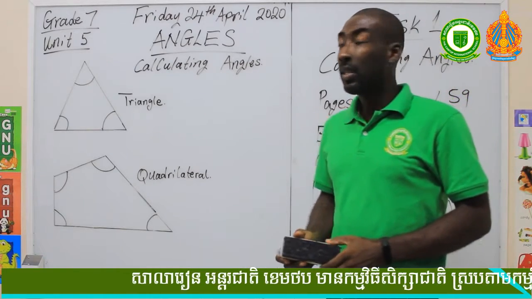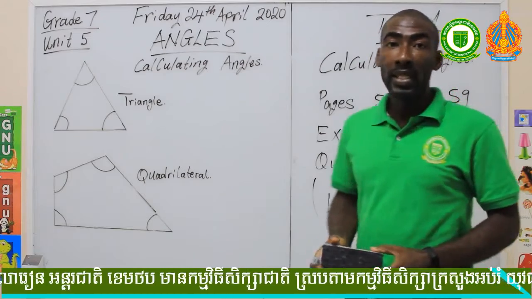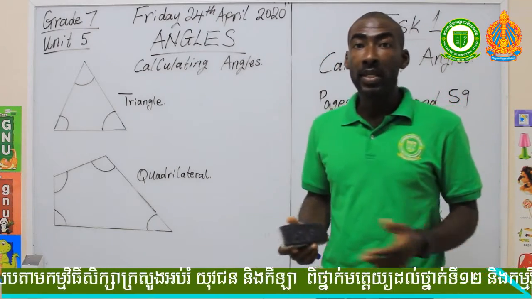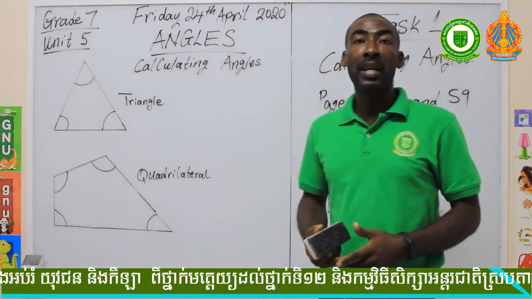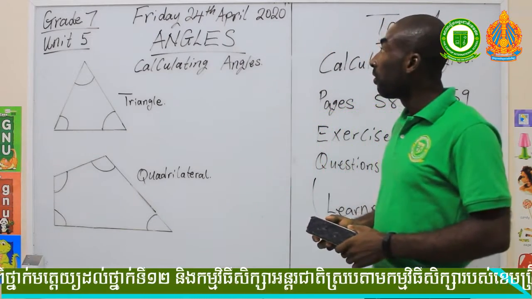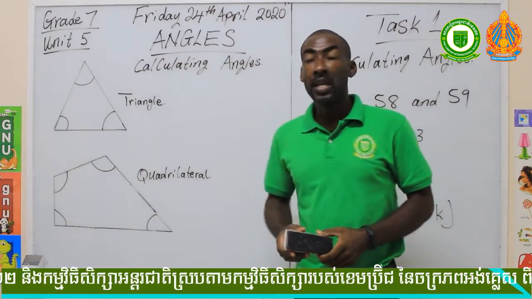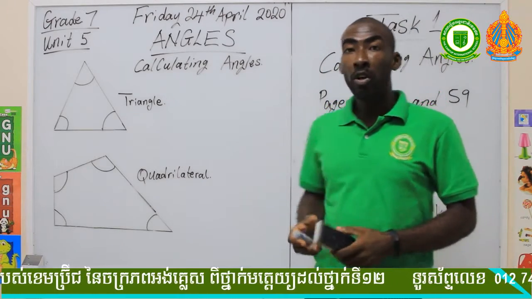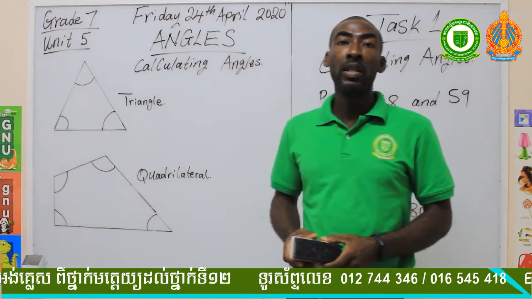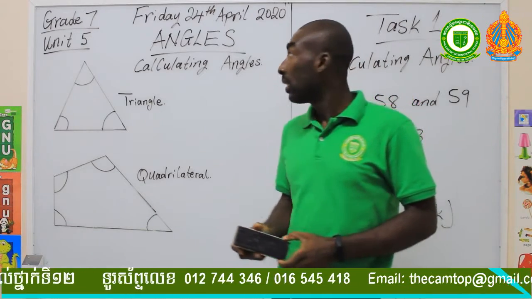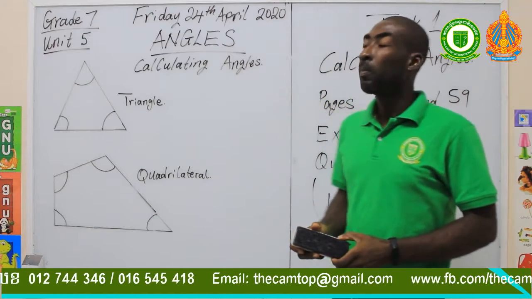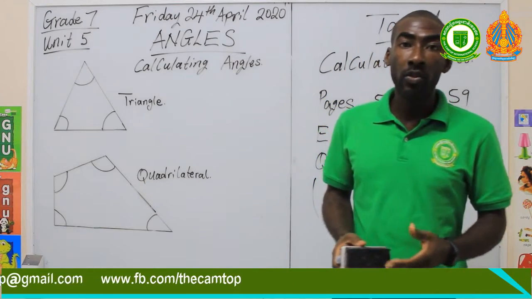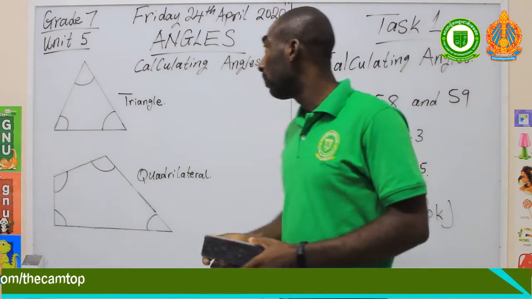From last week's lesson we started angles and we learned how to draw angles, how to estimate, and the different types of angles that we have. From that lesson we learned that a right angle is 90 degrees. We also learned that an angle on a straight line is 180 degrees. We also learned that an angle of a circle is 360 degrees.